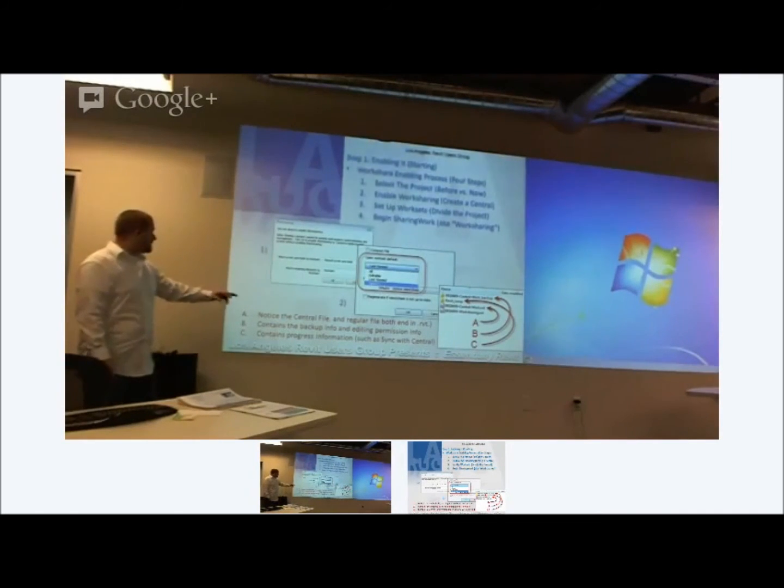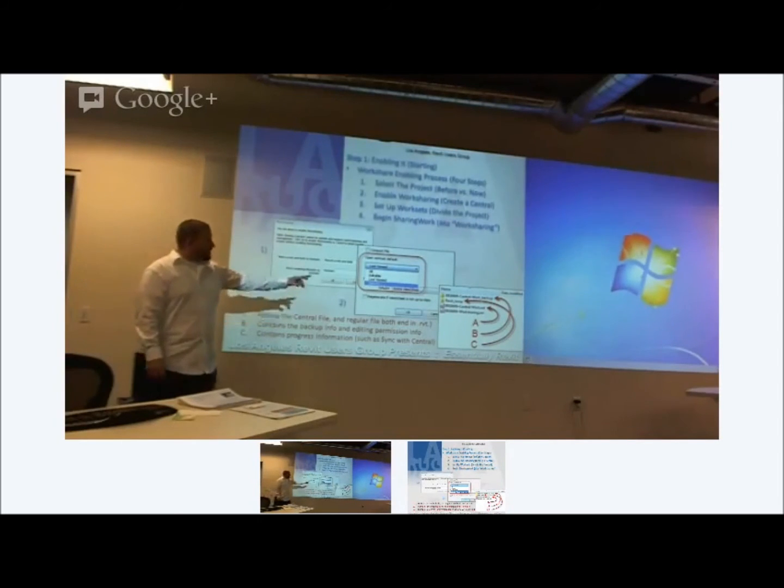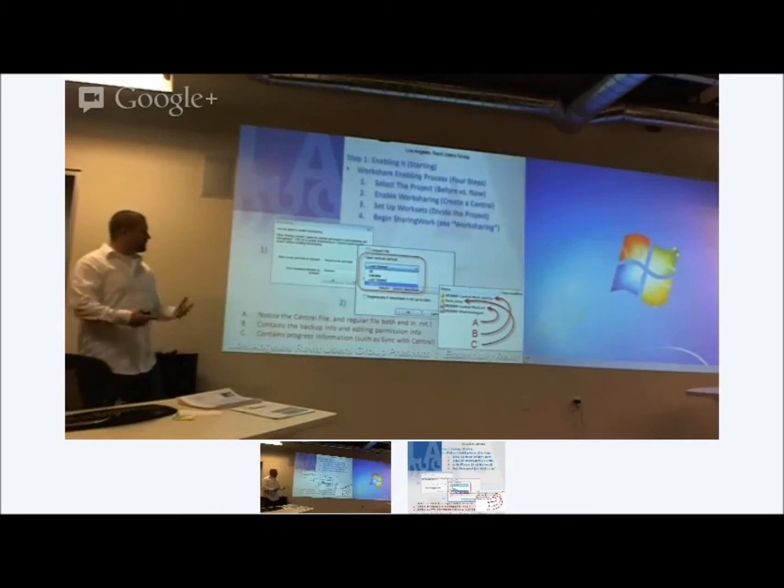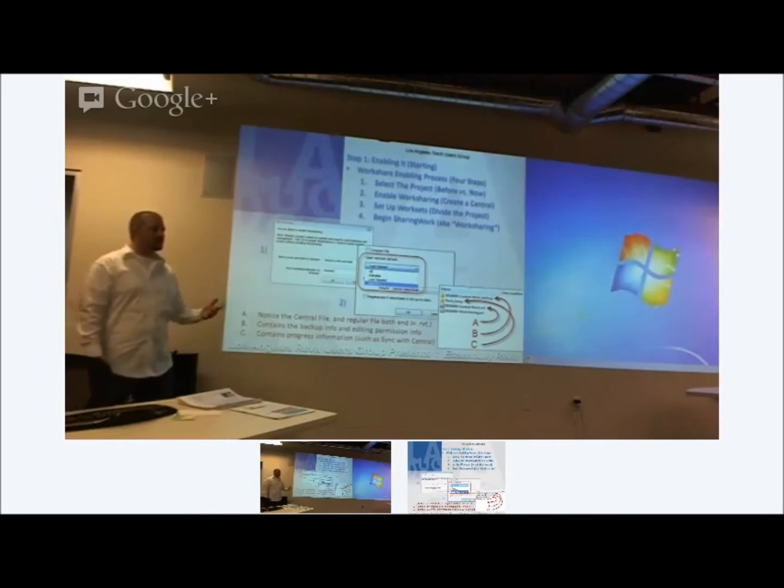So that's A. B contains the backup. That folder that says central work backup is the folder that holds all of your backup and editing permission information.